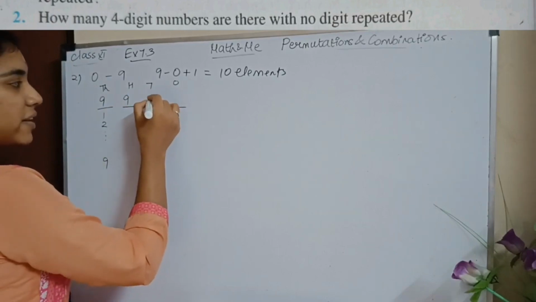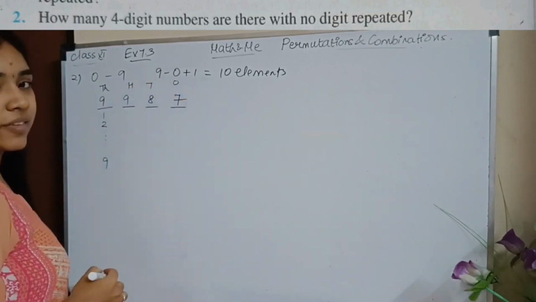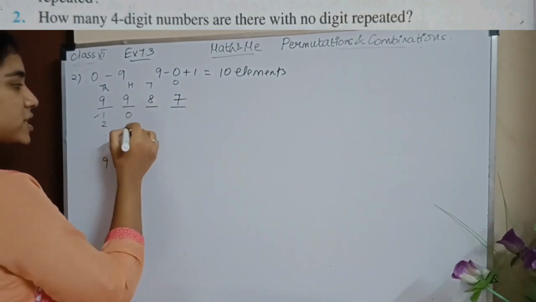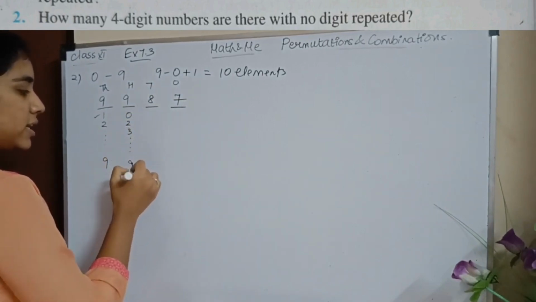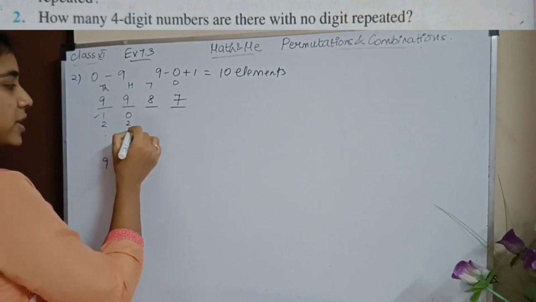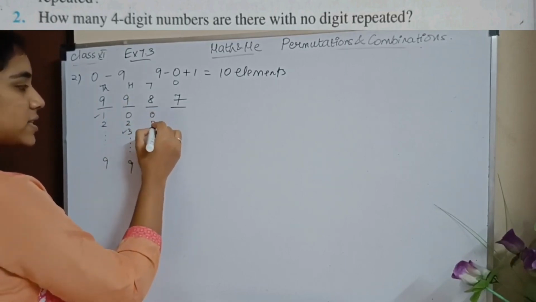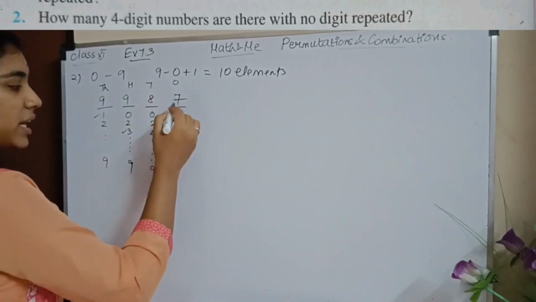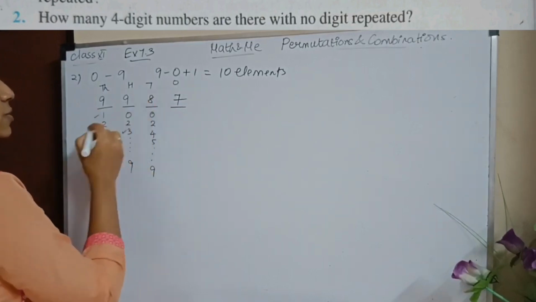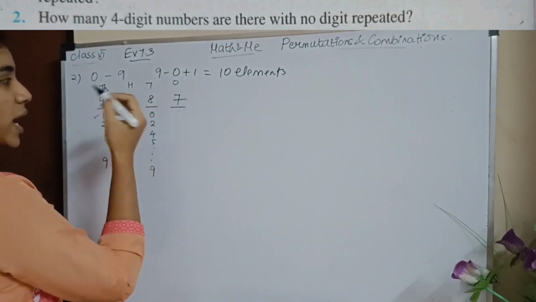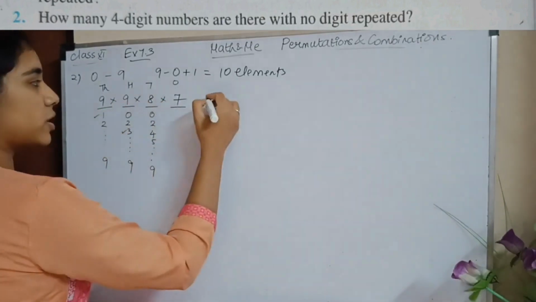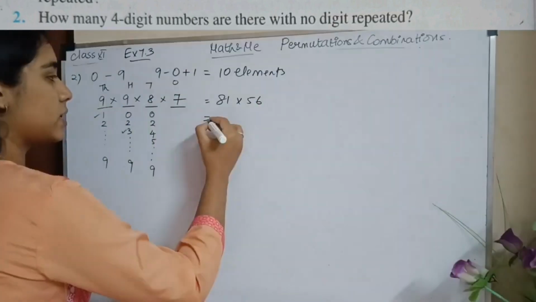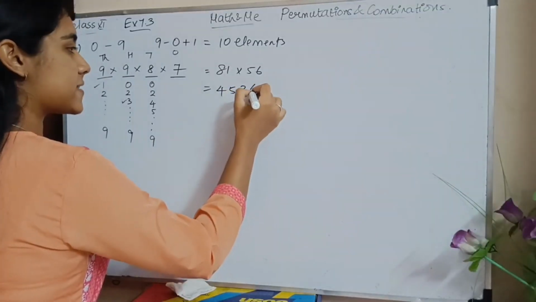For the tens place, I have 8 options. For the ones place, I have 7 options. Now, for example, if 1 is taken, I have 0, 2, 3 until 9. So I have 9 options. If for example, number 3 is taken, I will be left with 0, 2, 4, 5 until 9. So I have 8 options. I will have 7 options for the next case. So what is my total? I need all my 4 places, so it will be the product. So it will be 9 9s are 81 times 56, which will be 4, 5, 3, 6.